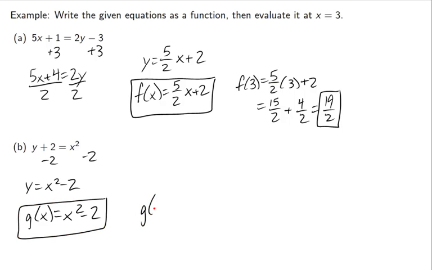And then they want us to calculate g of 3, so I get 3 squared minus 2. That's 9 minus 2, which is 7. Function notation is very useful because whenever I write it with function notation, I have a clean, easy way to say what it means to evaluate at x equals 3.